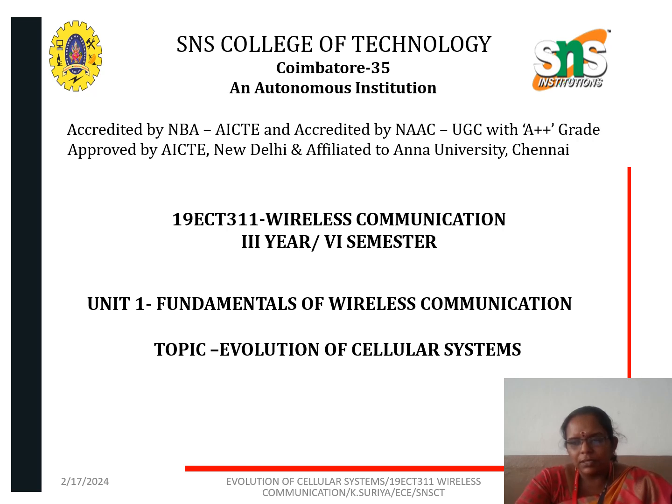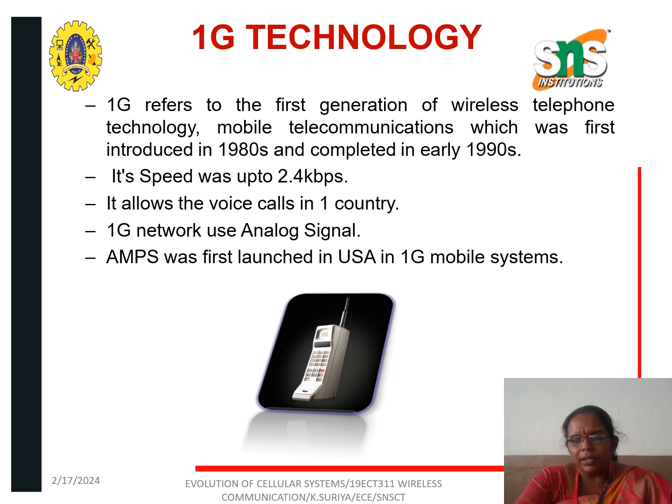So in this presentation, we will see about the evolution of cellular networks. There are five different evolutions which range from first generation to fifth generation. So we will see one by one. The first one is 1G technology, which is the first generation wireless technology. It was introduced in the 1980s and it was used up to the 1990s.